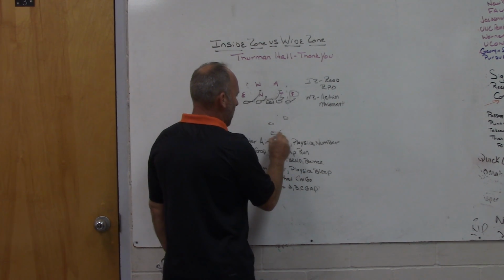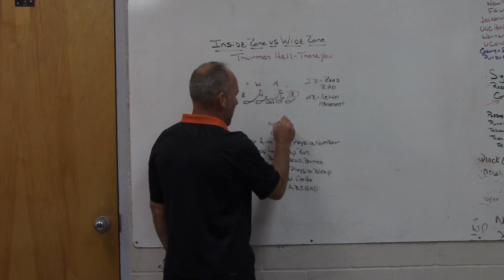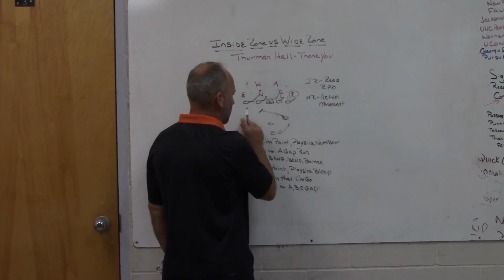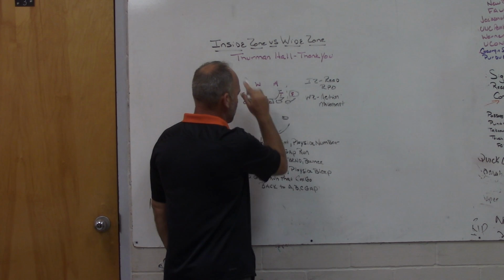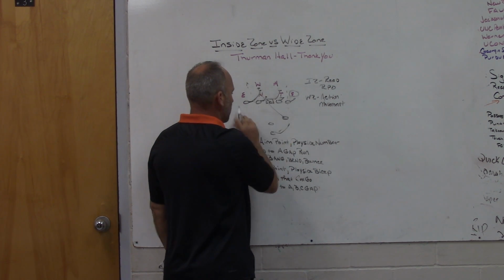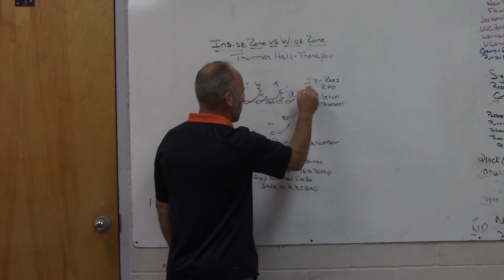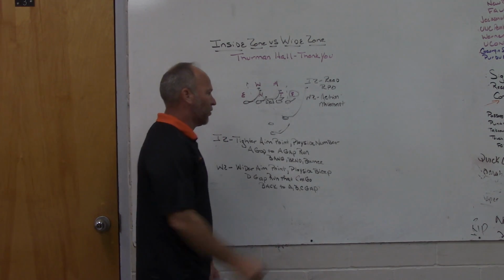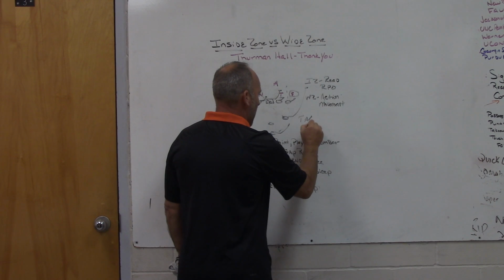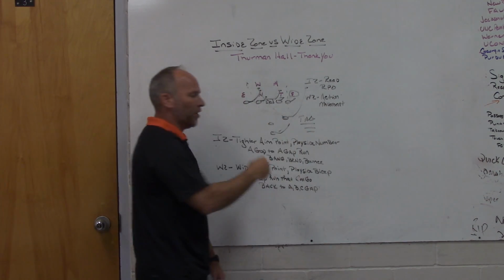Now, if we are running wide zone stuff with another back in, that's perfectly fine. All we've got to do now is just tell this back what we want to do. Sometimes we'll split flow and zip the backside. Sometimes we may lock the backside and put him up on a backside inside backer. Sometimes we might boss him to the perimeter and put him on a force player out there. So we can tag with our wide zone stuff what we want the back to do.